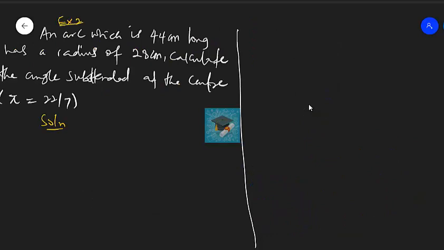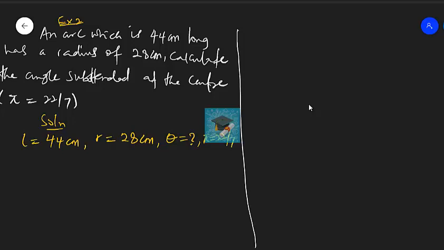It states that an arc which is 44 centimeters long, they've given us the length of the arc to be 44 centimeters, has a radius of 28 centimeters. Calculate the angle subtended at the center. We are told to calculate the angle subtended at the center. We don't know it. And take pi to be 22 over 7.